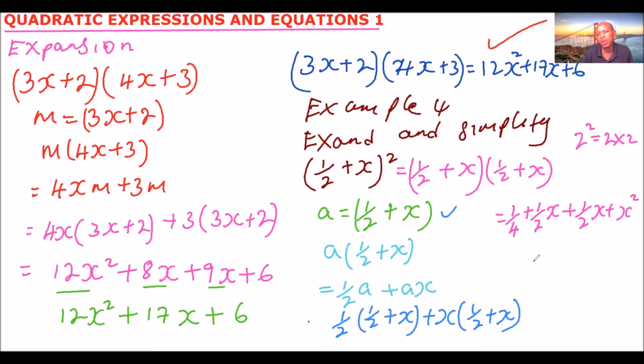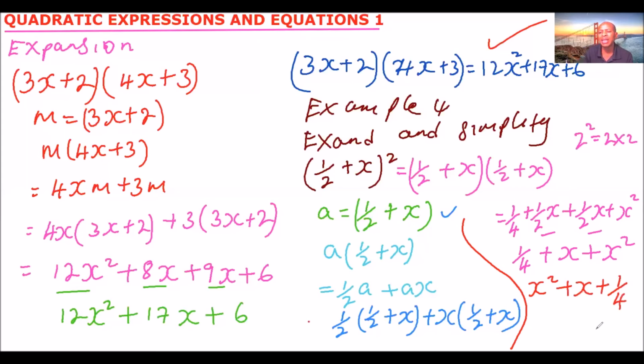So now, normally, we start with the, okay, we don't have any other whole number fraction. So we write a quarter. We have a half x plus a half x, that should give you a whole x. So we have plus x. And then finally, we have x squared. When you are writing a quadratic expression, we always start with the term with the highest power or index. So we start with x squared plus x plus 1 over 4. So that is the expansion of our example.